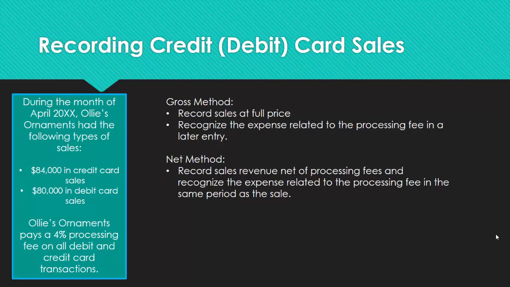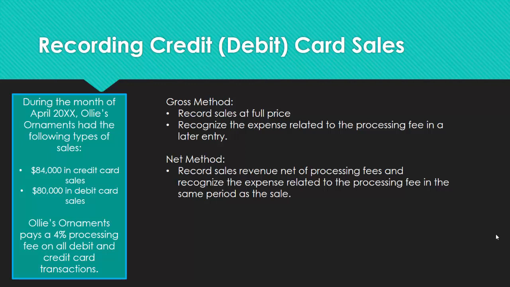There are two ways we can account for that processing fee. We can use the gross method or the net method. In the gross method, we record our sales at full price, not concerning ourselves with this processing fee. Then later, when that issuing institution charges us those processing fees, we'll record the expense for the processing fees.